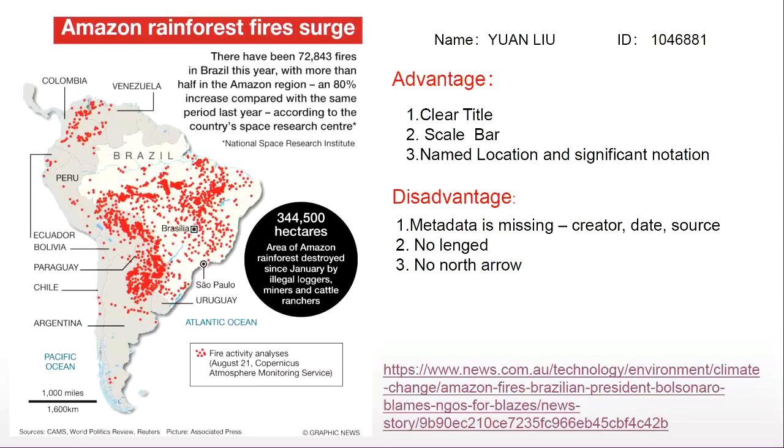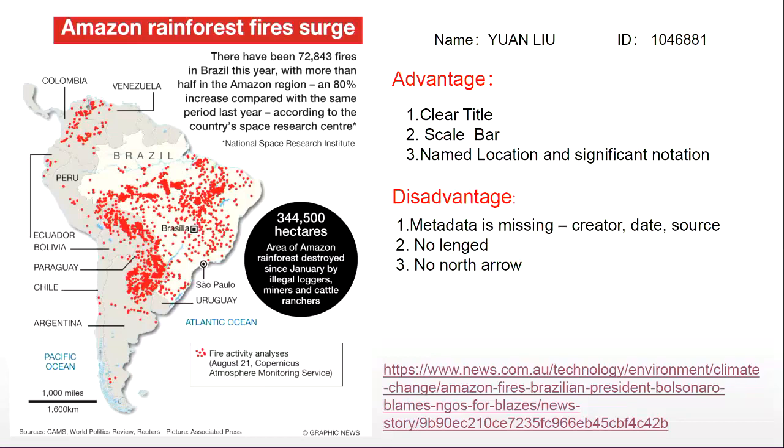Hello everyone. I found this map from this website. This map shows the recent fires in the Amazon forest. That has some advantages and disadvantages. For the advantages, the map has a clear title, Amazon Forest Fire Start, and also it has a scale bar, 1,000 miles or 1,600 kilometers, so we can measure the real distance. In addition, the map identifies main locations and significant locations.